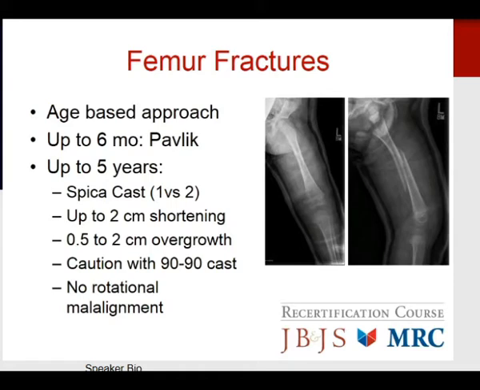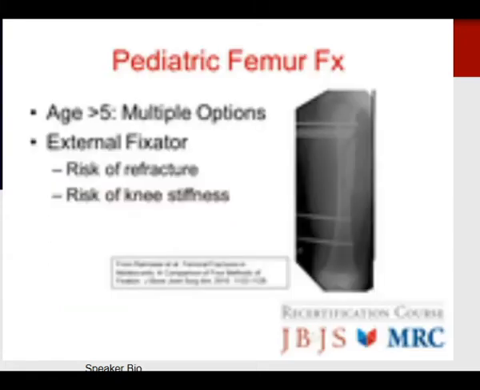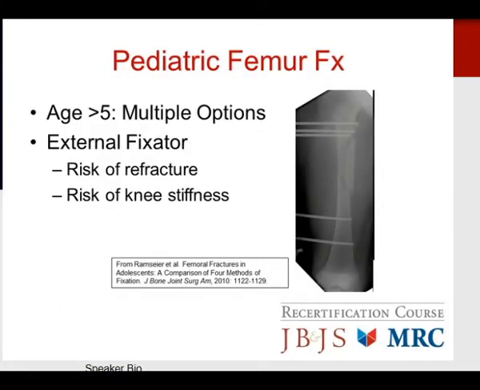And you should have a lot of caution with the so-called 90-90 cast, or a cast with the hip and knee in 90 degrees of flexion, because there are reports of vascular injury. In the child older than 5, there are multiple options for treatment.